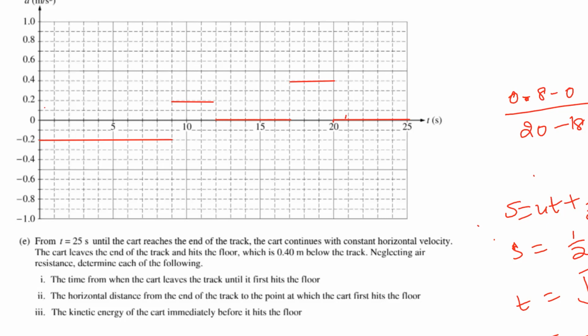So the s is 0.40 divided by g. g is 9.8, or you can also use 10. Any value you can use. Then if we solve it, after calculation we'll get the value of time as 0.29 seconds.